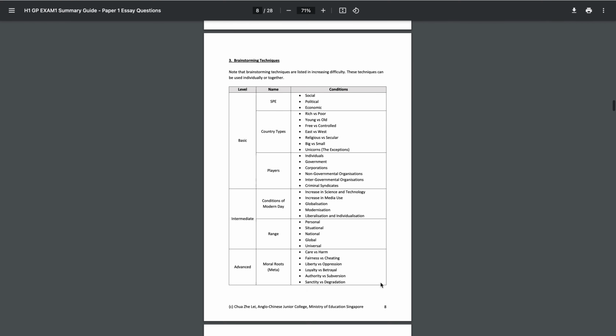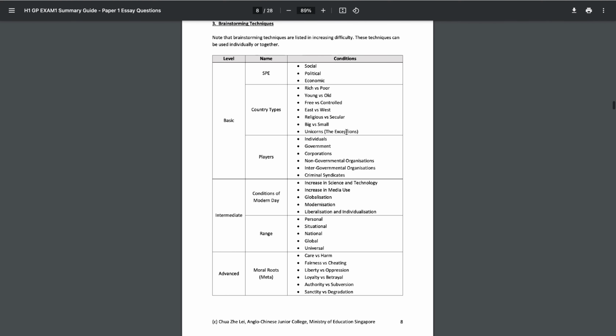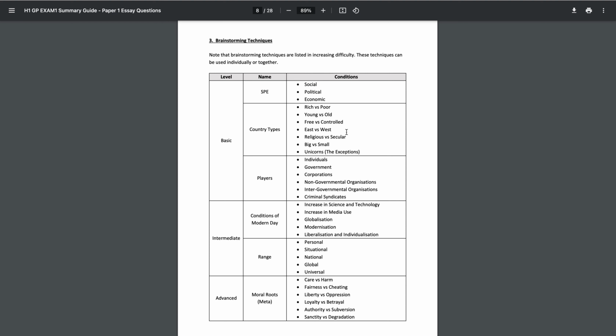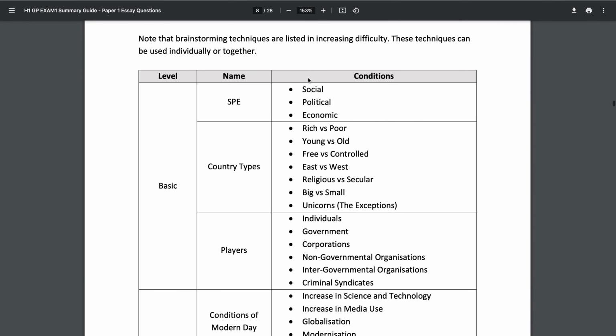Okay, brainstorming techniques are very, very simple. I've separated them into basic, intermediate, and advanced. You can use them individually, together, or as a hybrid, up to you. But there are more than enough brainstorming techniques here for you to consider, so that you have more than enough points. Now let's start with the basic ones.